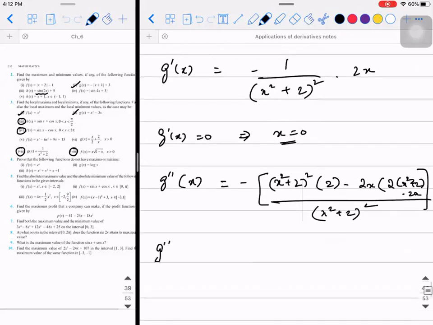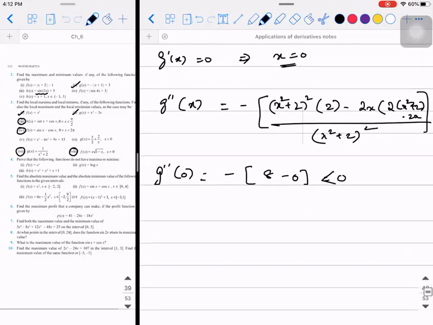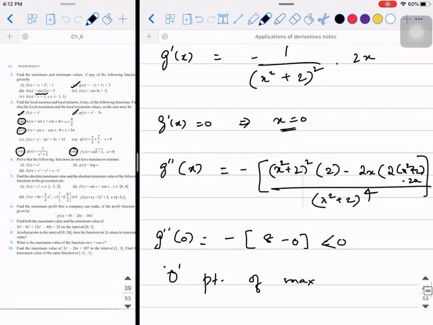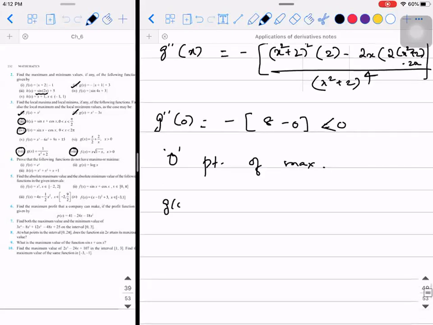Now I check for g double dash of 0. So 4 into 2 is 8 minus 0, so it will be less than 0. Sir, in the denominator for g dash of x, isn't it x square plus 2 the whole square? Okay, changed. Yeah. So 0 will be the point of maximum. Okay. So what is g of 0? 1 by 2. Okay.